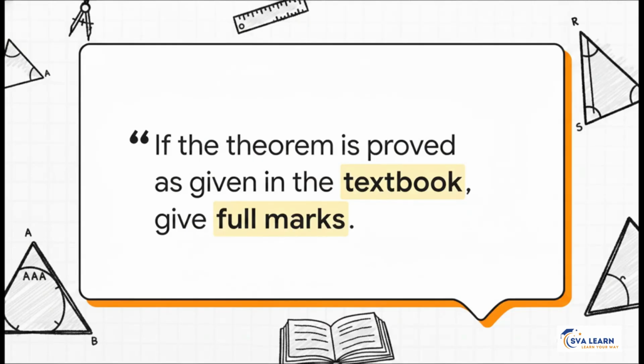And hey, if you're ever worried about which method to use for proofs like AAA or SAS similarity, this direct quote from the evaluator's instructions should be a massive relief. It literally says, if the theorem is proved as given in the textbook, give full marks. So don't overcomplicate things. Don't try to use advanced alternative proofs you found somewhere online. Stick strictly to the standard method outlined in your KTBS textbook, and the board promises you 0 deducted marks.